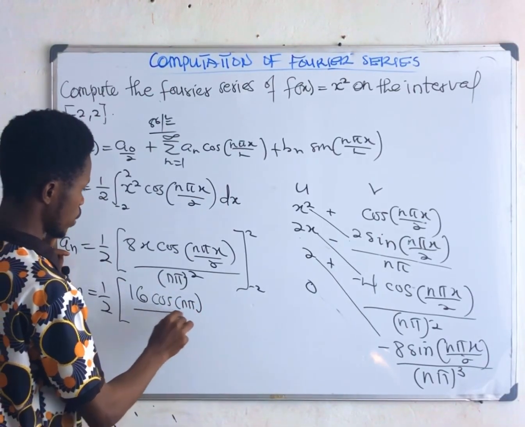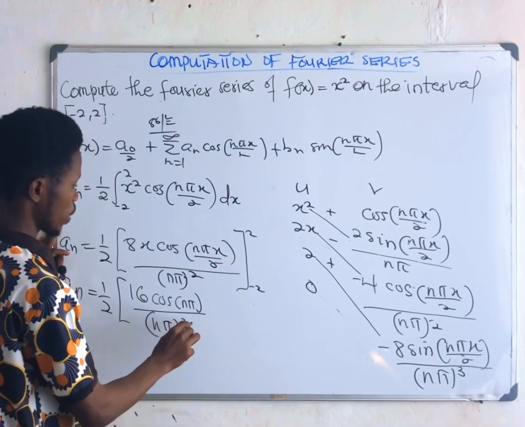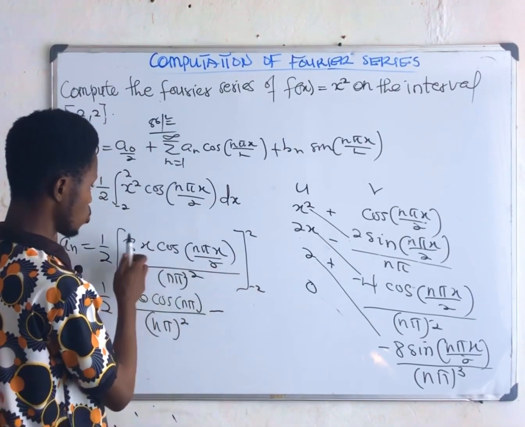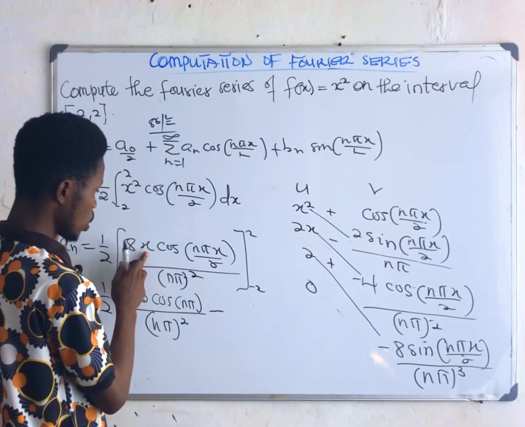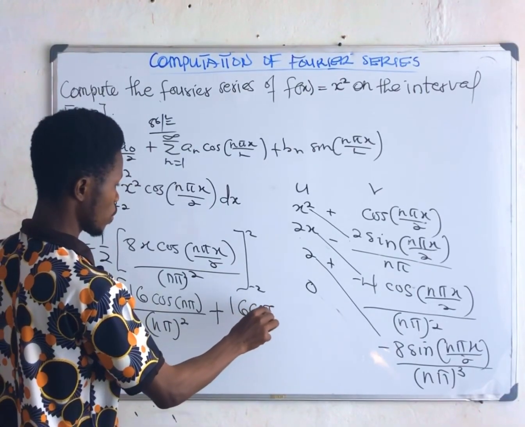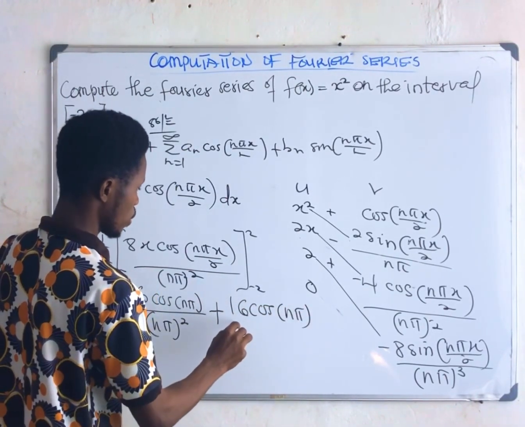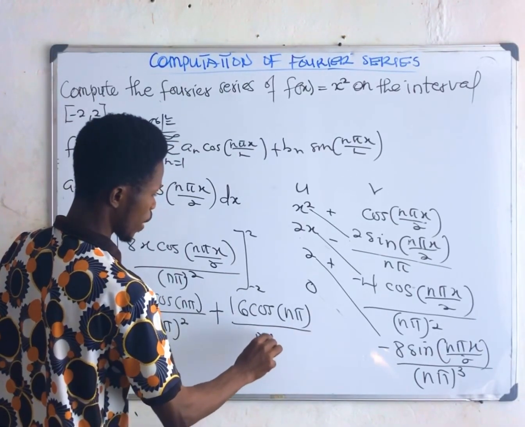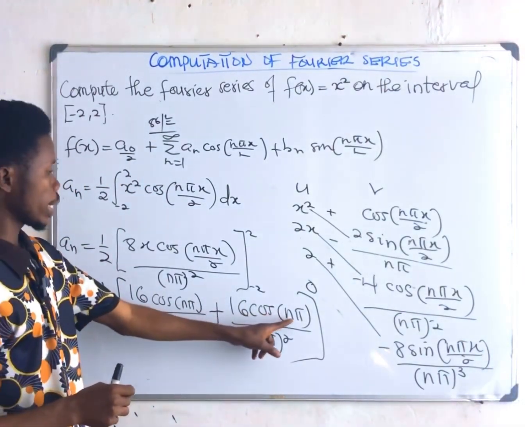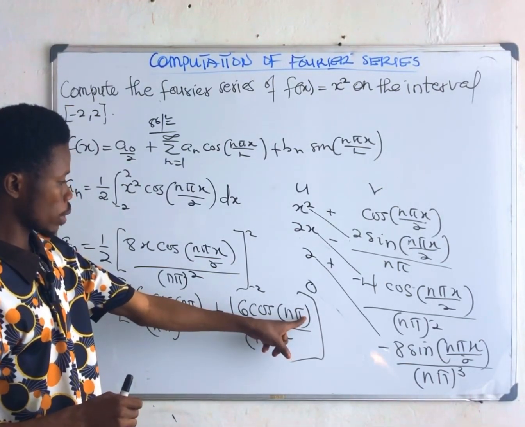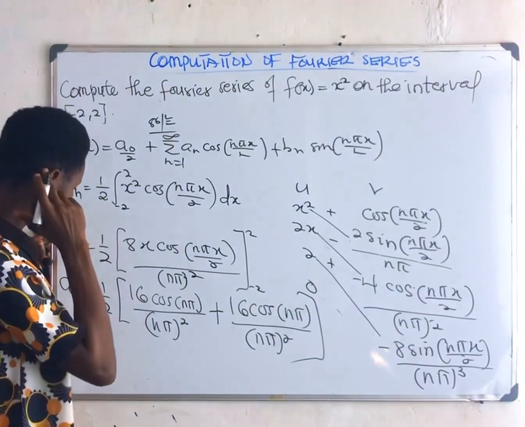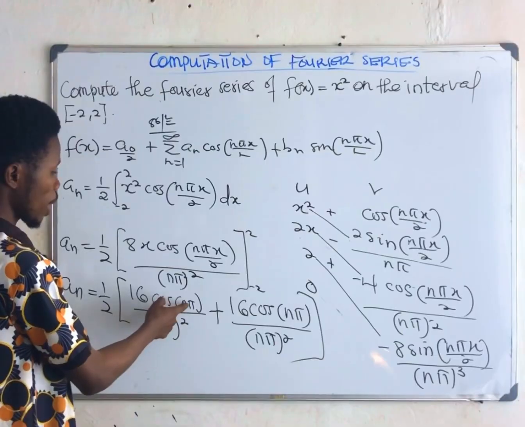Is that okay? And this is divided by n pi squared minus 16. But if I put 2 here, see, this 2 is already negative. So the negative and this negative will make it positive, which will be 16 cos n pi. And this one too is divided by n pi squared. So this is what you have. Please make sure that the negative 2 that I substituted here will not have any effect on the cos, because cos is an even function.